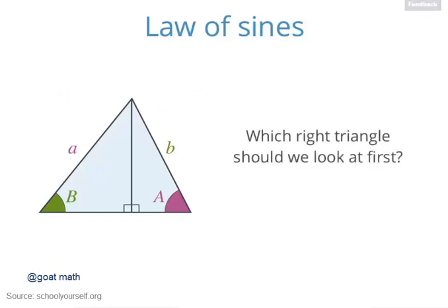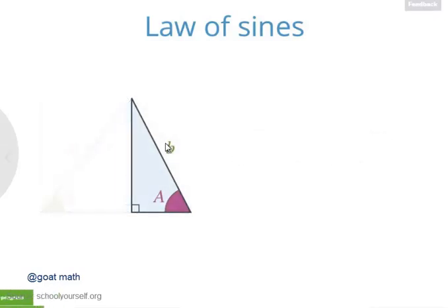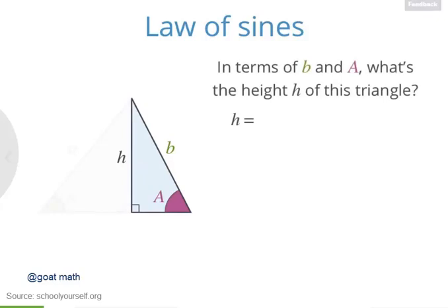Why don't you pick one of these to look at first? Okay, let's look at the triangle on the right first, which has a hypotenuse of length b, and this angle over here is uppercase A. Let's call the height of this triangle h, and notice that this height is the opposite side from the angle A in this right triangle. So in terms of side b and angle A, what's h? Your answer should have a trig function in it, and if you want to review how to use trigonometry to find the legs of right triangles, click down here instead.